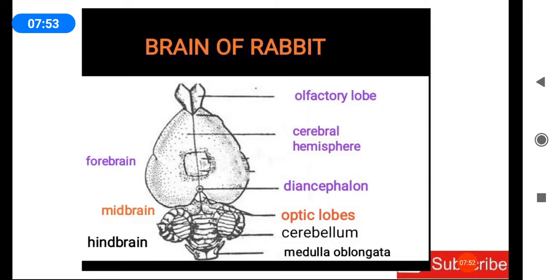The midbrain includes the optic lobes. Then the hindbrain consists of the cerebellum, pons and medulla oblongata. So we will study about the rabbit's brain, the mammalian brain, in the chapter on nervous system later.